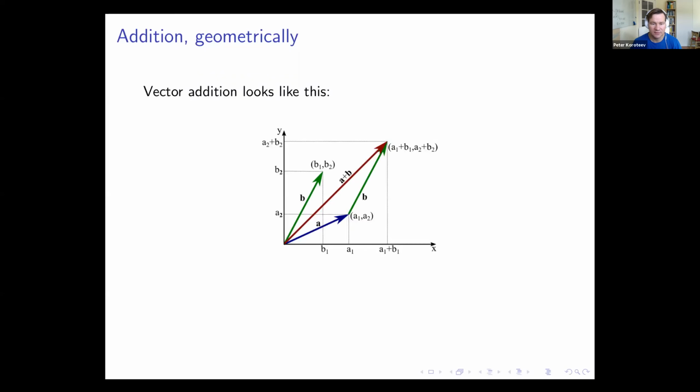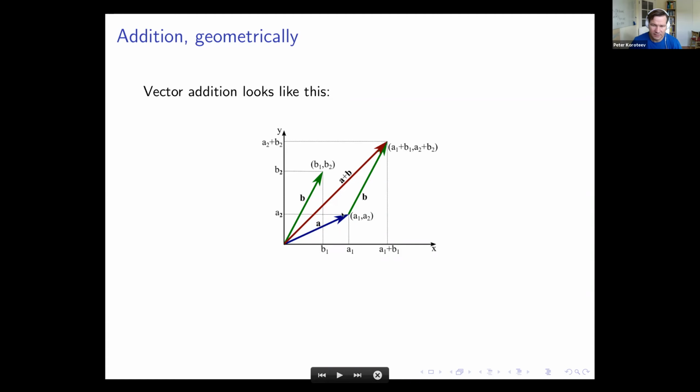So addition geometrically looks like this, right? You take vector A with components A1 and A2. Again, we are specializing to the two-dimensional case for simplicity. Vector B in green has components B1 and B2. We add them together, and we get vector A plus B with components A1 plus B1, A2 plus B2. And just from this picture, you can see that geometrically, the sum of two vectors can be understood as the vector that goes along the side of a triangle, where the two other sides are vector A and vector B.